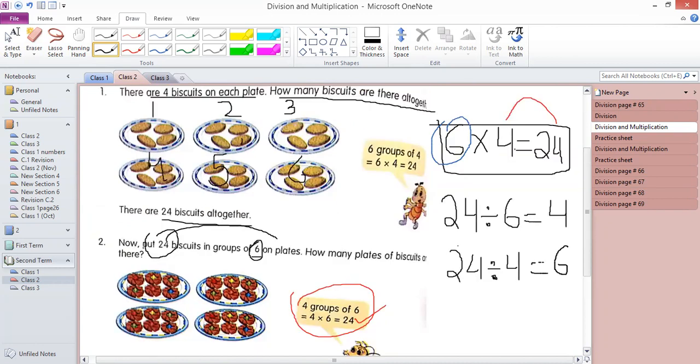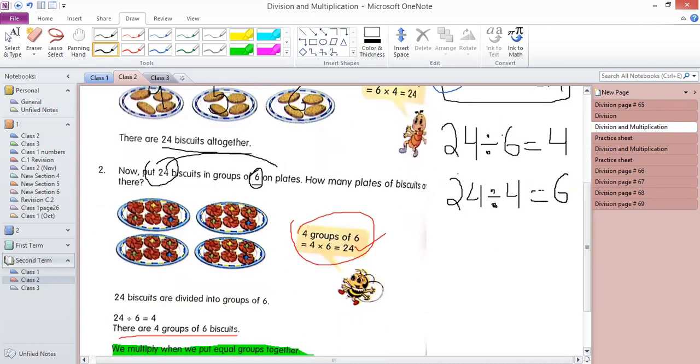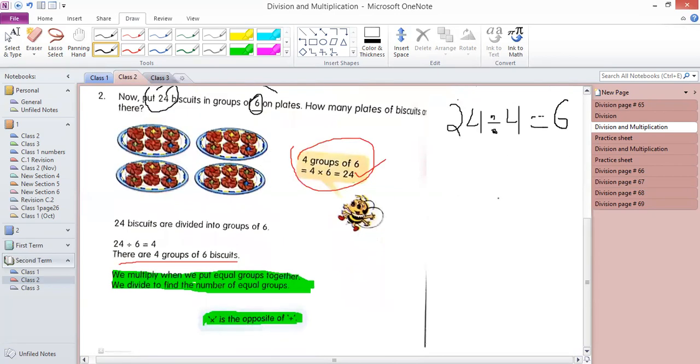Okay. So you can even check the table of 6. 24 divided by 6: 6 by 1, 6; 6 by 2, 12; 6 by 3, 18; and 6 by 4, 24. So 4 is the answer. You can check the table of 4: 4 by 1, 4; 4 by 2, 8; 4 by 3, 12; 4 by 4, 16; 4 by 5, 20; and 4 by 6 equals 24. So from one multiplication sentence, you can make two division sentences.